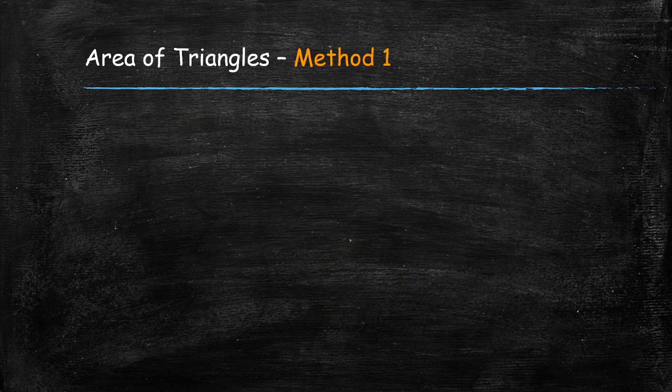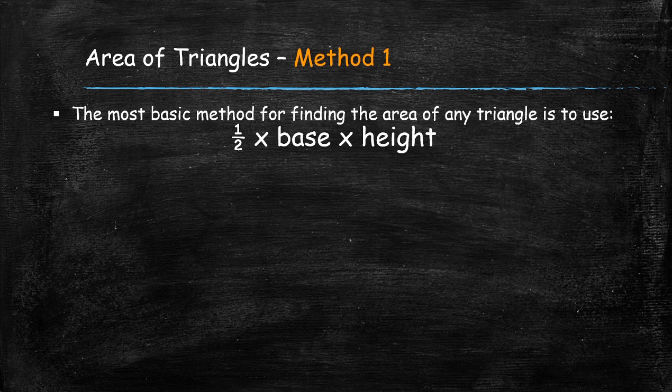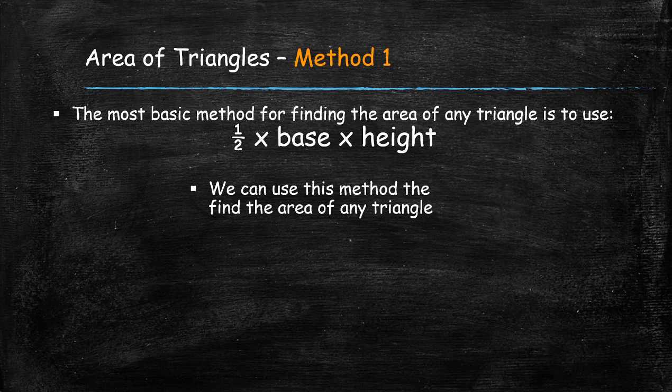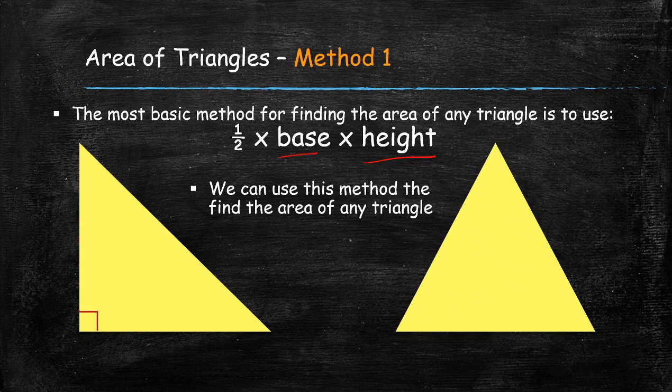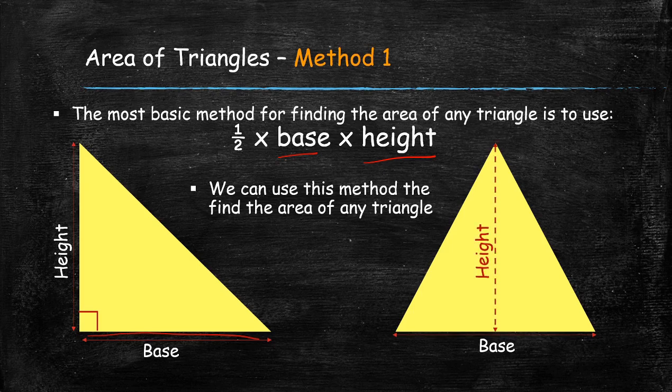The first method of finding the area of triangles, the most basic method, is half into base into height. This method can be used to find the area of any triangle. So let's see what is the base of the triangle and what is the height of the triangle. I have drawn a right angle triangle and an isosceles triangle here. The base of the triangle is right here. I have denoted it, and then the height of the triangle is this. For the isosceles triangle, base is this, and the height is from the top perpendicular to the base.